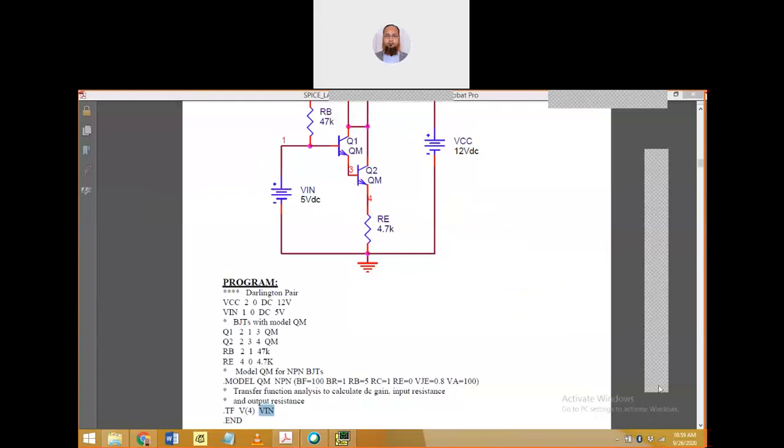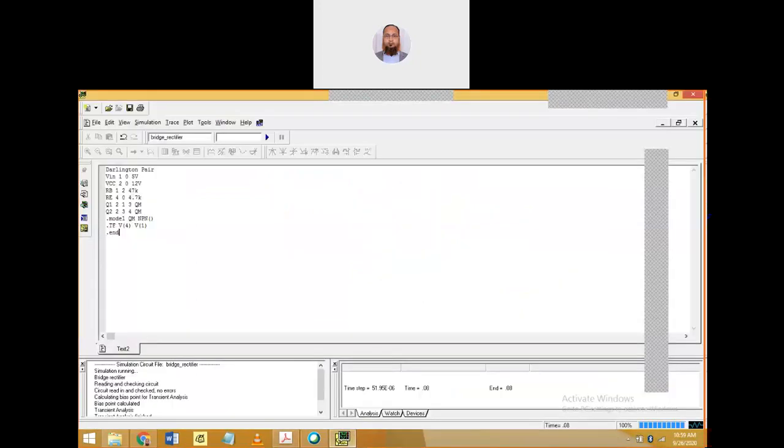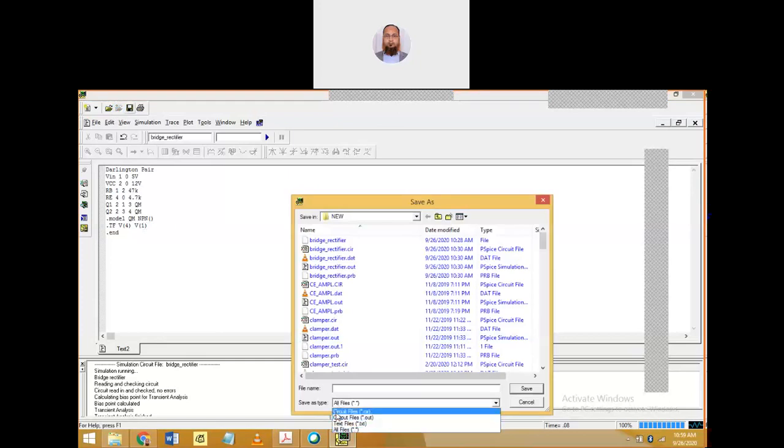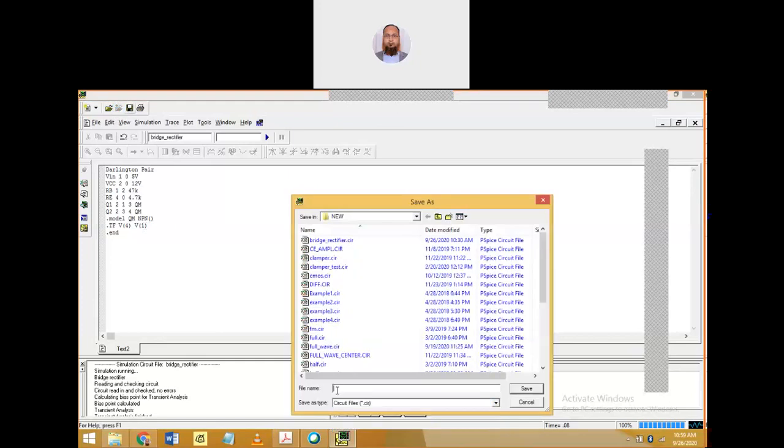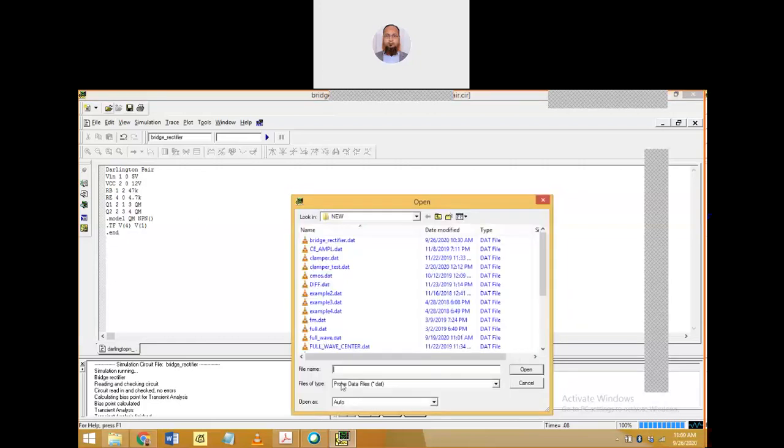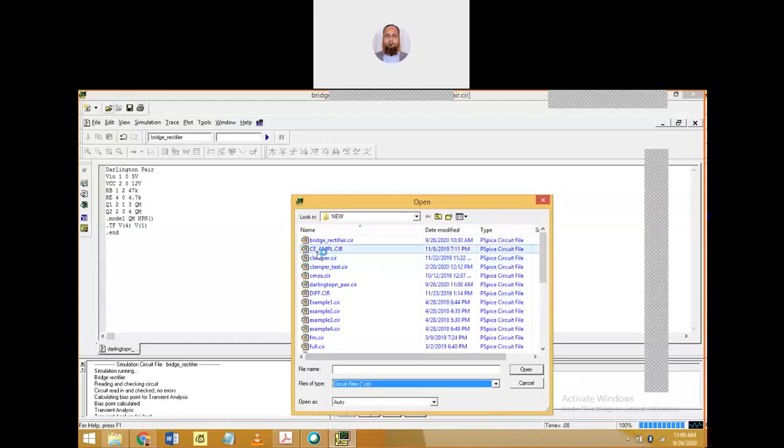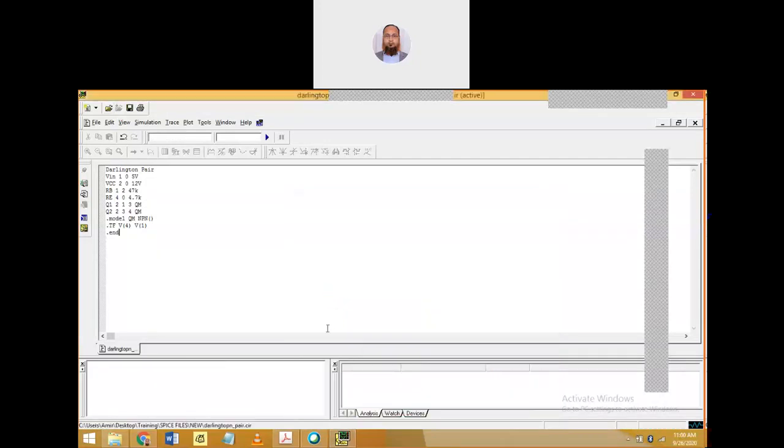So let's go back to SPICE. Let's see if I run it like this, will it run? I have to save this, so I save this as a .cir file, let's say Darlington. Now I'll open the circuit file, Darlington. Yes, it is Darlington here.